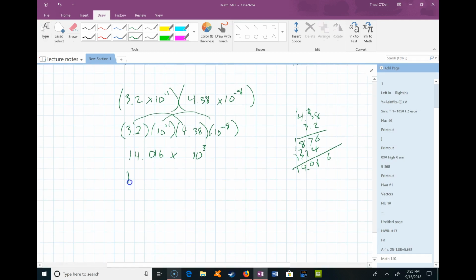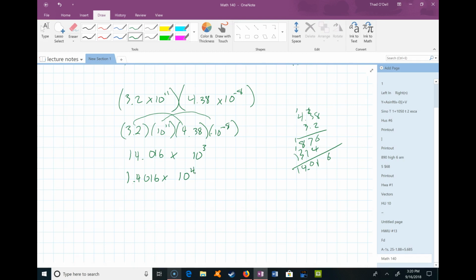So I'd have to change it to 1.4016, and of course that would change my factor of 10, wouldn't it? So in other words, to get this back to that, I'd have to multiply by an extra 10. So that would make this 10 to the fourth now.